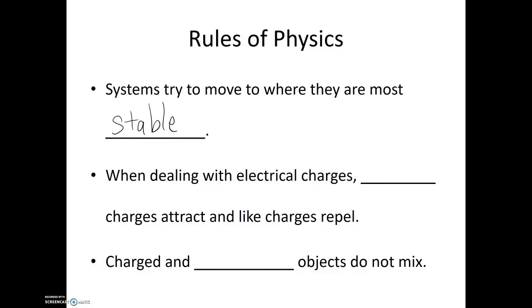Another concept in physics is that when dealing with electrical charges, opposite charges attract and like charges repel. Another interesting dynamic of electrical charges is that electrically charged objects are more likely to interact with each other, whereas uncharged objects, or objects which are electrically neutral, will not want to mix with objects that have electrical charges.